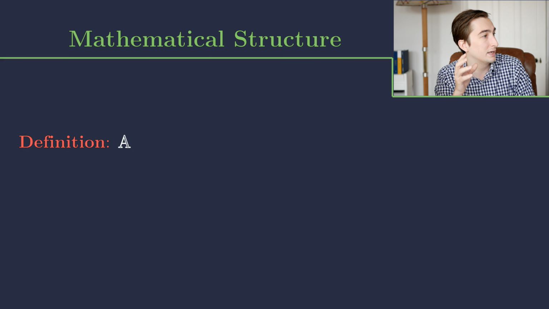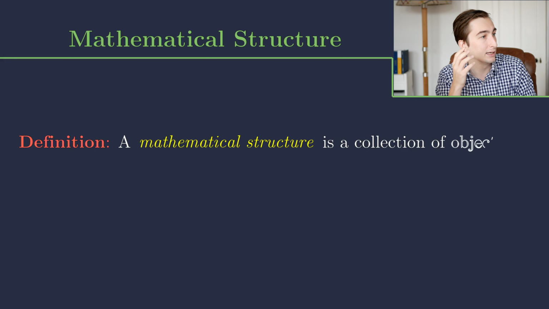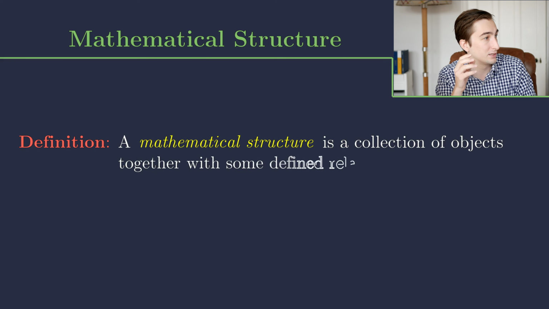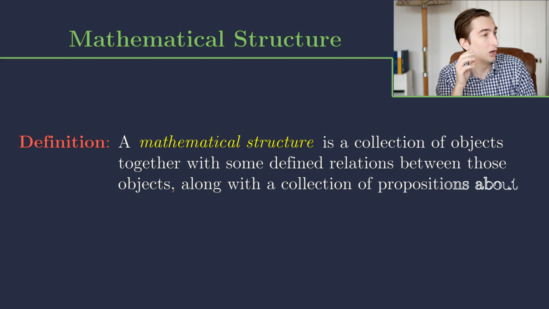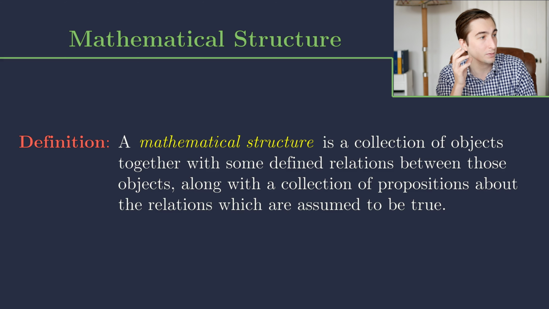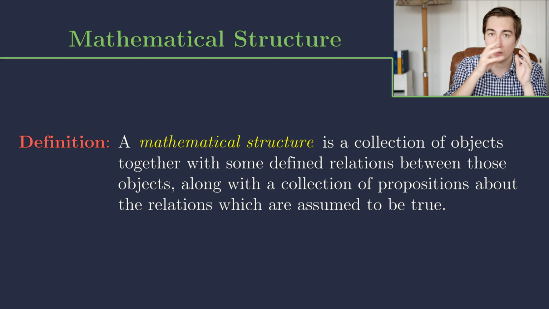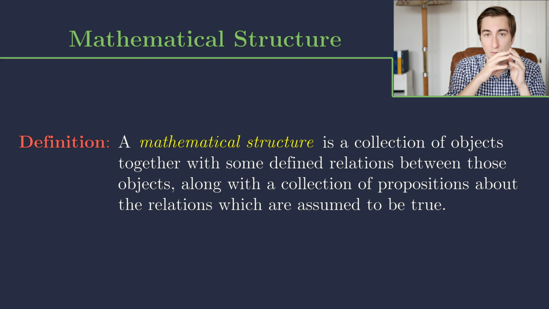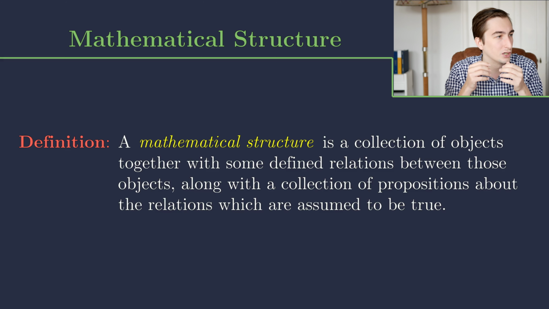I've written here that a mathematical structure, I want to say, is a collection of objects, which are like elements of the sets, together with some defined relations between those objects, along with a collection of propositions about the relations which are assumed to be true. So we start with some set, and the elements of that set are the objects, and then we define some relationships between those objects, a bit like, I said, addition and natural numbers. That would be an example of relationships.